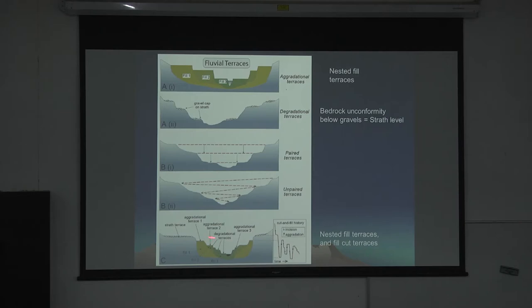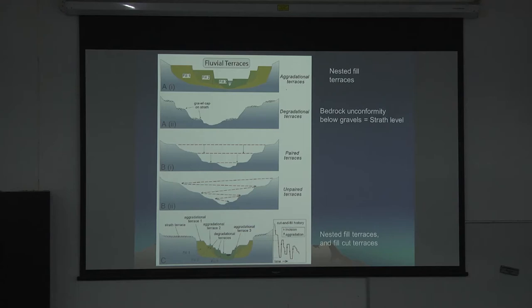So for example, here we have a strath terrace cut into the bedrock, here a fill terrace, here a fill-cut terrace, and here some other nested fill terrace. And all this corresponds to the fact that a river is permanently degrading, aggrading, degrading, depending on the ratio of sediment flux coming from upstream, and depending also on the transport capacity of the river.